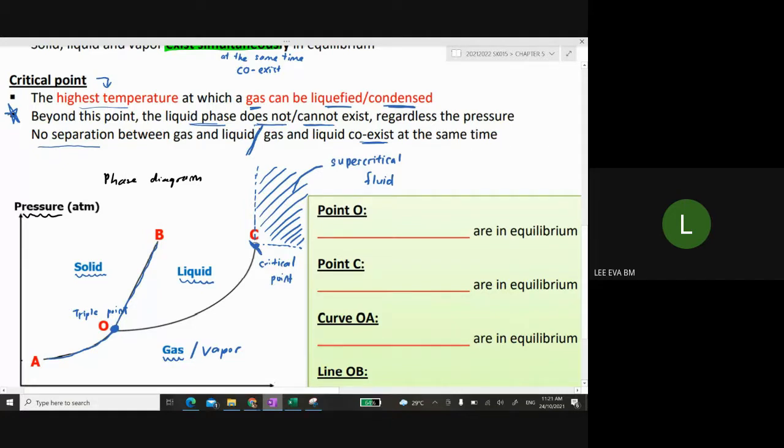Or another name, this one is for extra information. This one is a supercritical fluid. Boleh catat dekat sini. Area after or beyond point C. Okay, so sampai sini boleh ikut. Boleh, madam.